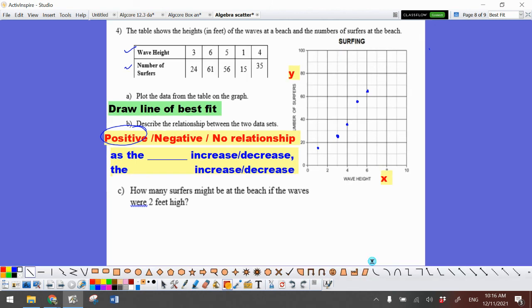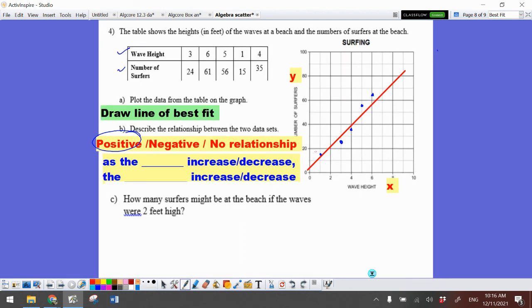So let's go ahead and draw our line of best fit and see if we can split our data. So that looks pretty good. Now, keep in mind, not a single point has to be on the line. Okay, remember the line is an estimate. It splits the data. It may or may not have any points on the line.